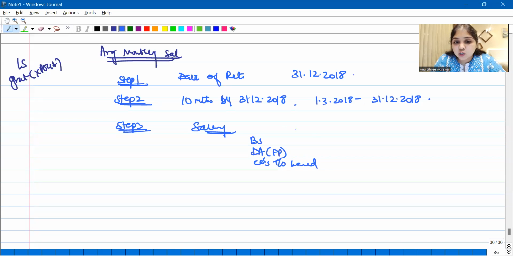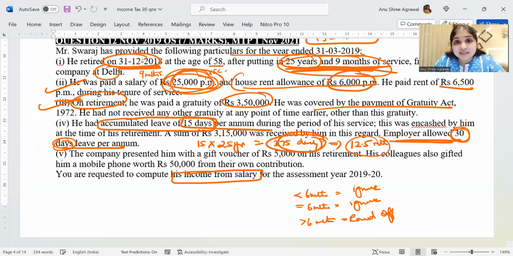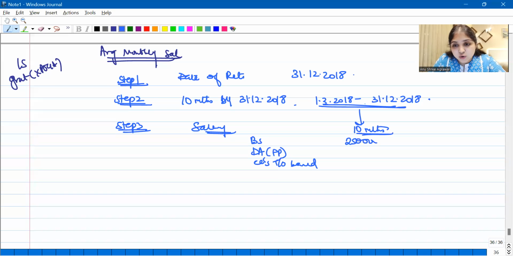What is the basic salary of the assessee? The basic salary of the assessee is 25,000 per month. For how many months do you have to calculate? For this period, which means for 10 months. For 10 months, what is this assessee's basic salary, guys? 25,000 into 10, it's going to be 2,50,000. No DA, no commission. So this is going to be 2,50,000.